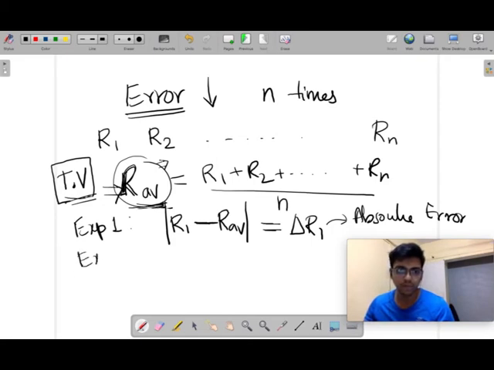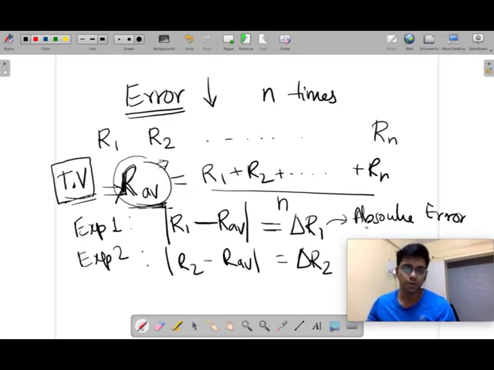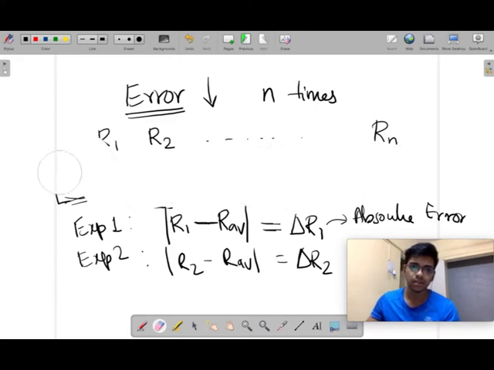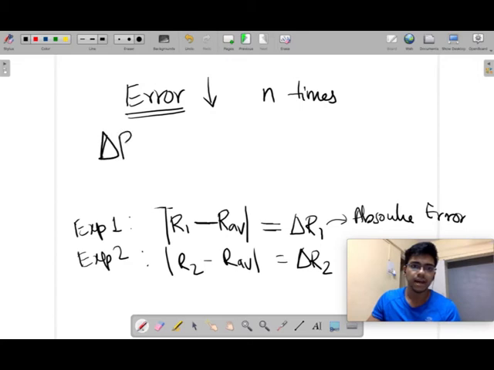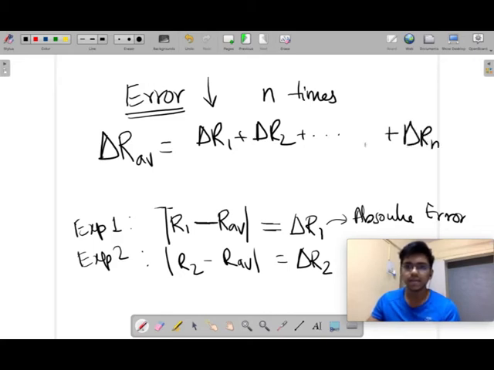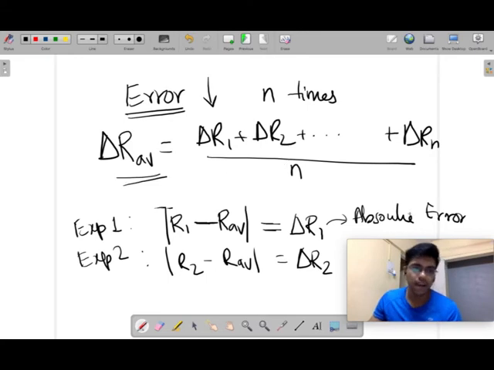For experiment 2, I will say the modulus of R2 minus R average, and that will be delta R2, the absolute error in reading 2. I'll do that for all the readings. Then I'll define the mean average error, delta R average: delta R1 plus delta R2 till delta Rn, divided by n. So you take the mean of those absolute errors. You sum it all and divide it by n. That is your delta R average.